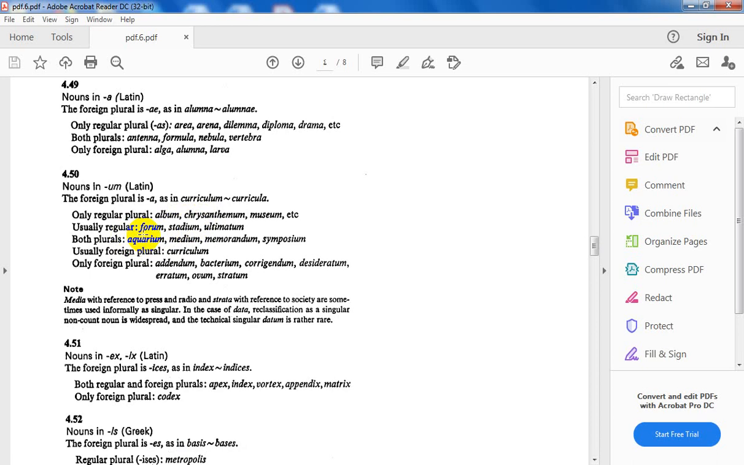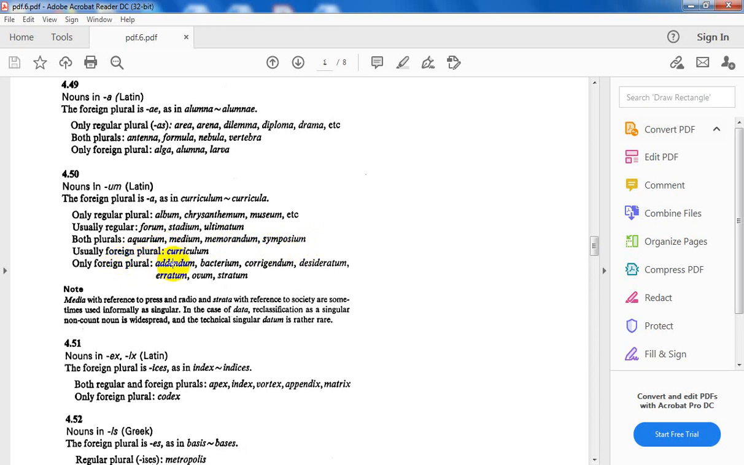Both are plural. Aquarium, either aquaria or aquariums. Either UM becomes A, so aquaria, to have the foreign plural, or adding S to be regular. Medium, either mediums or media. Memorandum, either memoranda or memorandums. Symposium, either symposiums or symposia.